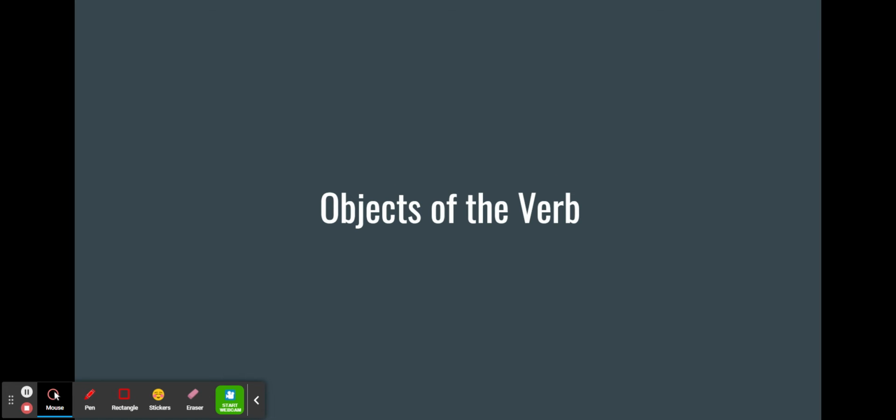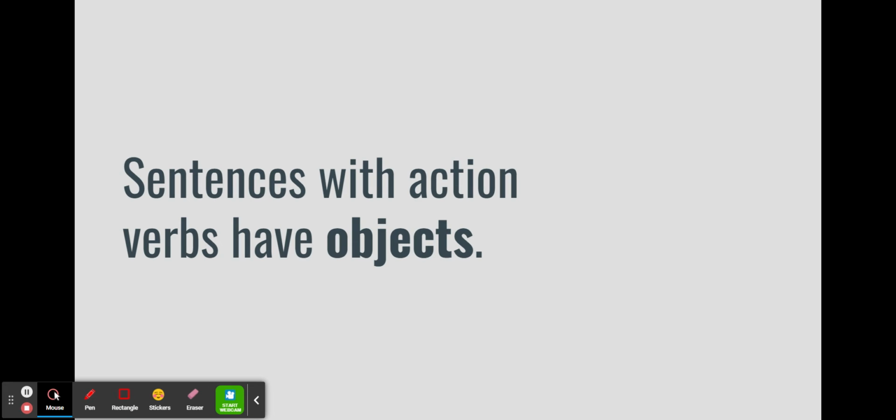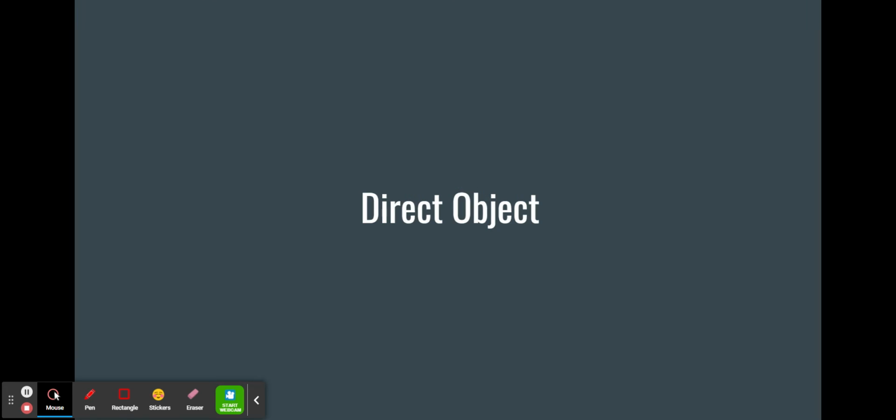Sentences with linking verbs have subject complements like predicate nouns and predicate adjectives, which is what I talked about in the previous video. Now we're going to talk about objects of the verb, which is something that occurs in sentences with action verbs. Sentences with action verbs have what we call objects, and we're going to talk about the different kinds of objects that action verb sentences can have.